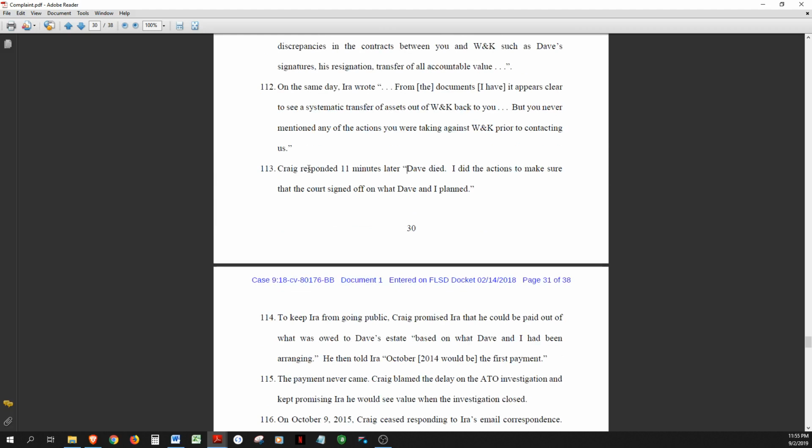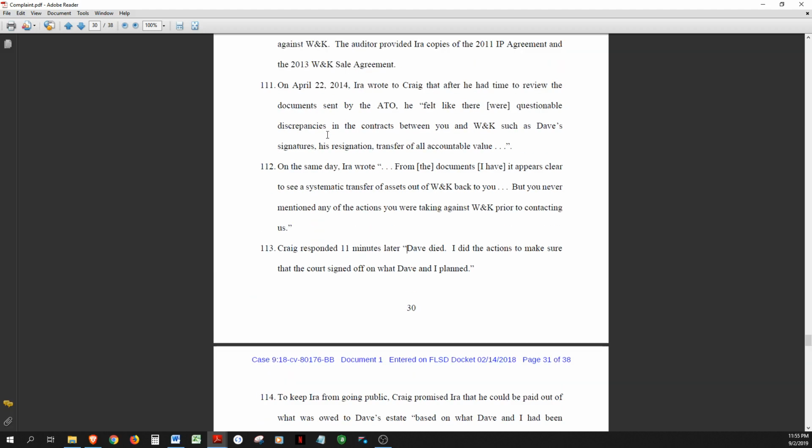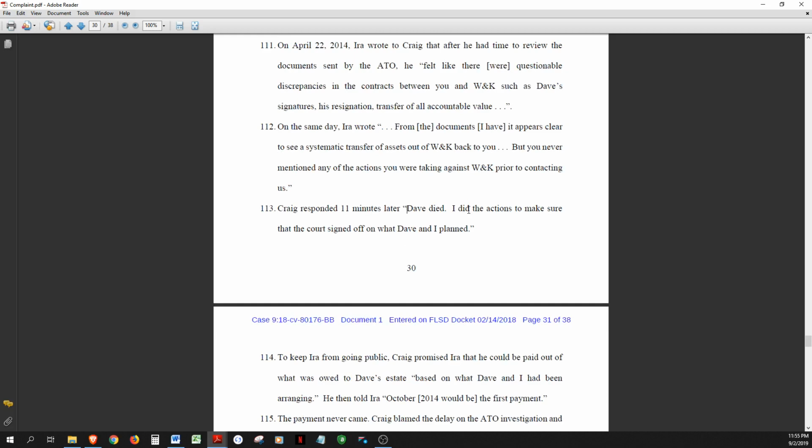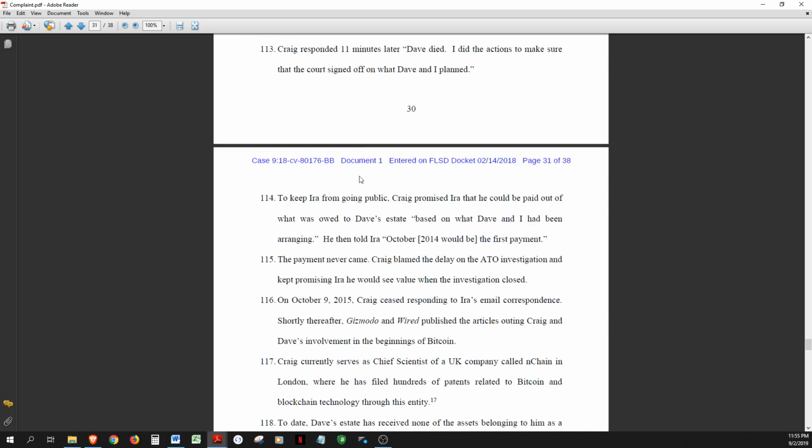So when I was like, hey, what's going on? He says, from the documents, it appears clear to see a systemic transfer of assets out of the company back to you, but you never mentioned any of these actions you were taking against W&K prior to contacting us. Like, hey, why did you take all this stuff? Now you're trying to get our approval or something from us? And then he said, Dave did the actions to make sure that the court signed off on what Dave and I planned.